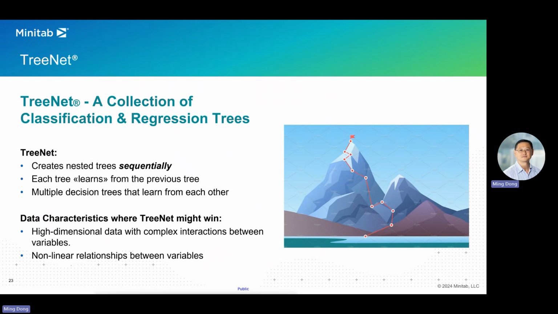Okay. So when we build TreeNet, the TreeNet is going to create nested trees sequentially, which means you build the trees one by one. So the trees are going to be nested. We say each tree learns from the previous tree. So when we build a tree, it is based on what we have done so far. Which means each tree learns from the previous tree. So in this model we're going to have many decision trees, but every tree is going to learn from each other.